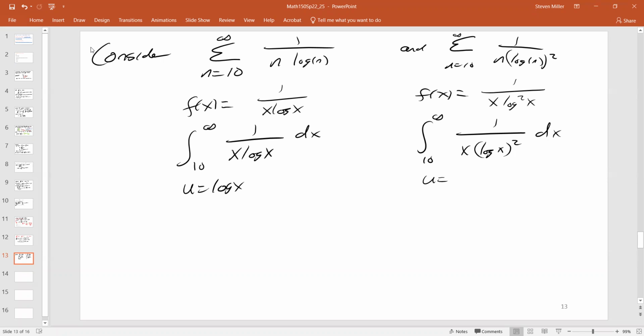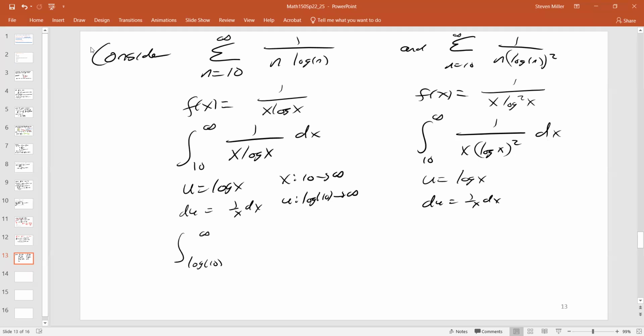Yeah, log of x. So it's the same for both. And then we would get du is 1 over x dx. As x goes from 10 to infinity, u goes from the log of 10 to infinity, same. We get the integral from the log of 10 to infinity. Now, 1 over x dx is going to just become the du. So this is just du over u, and this is the integral from log of 10 to infinity of du over u squared.